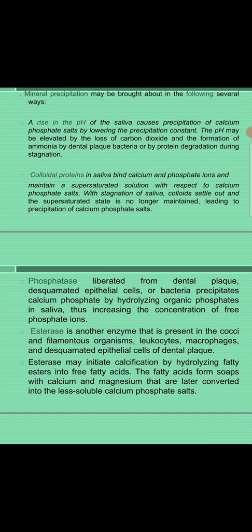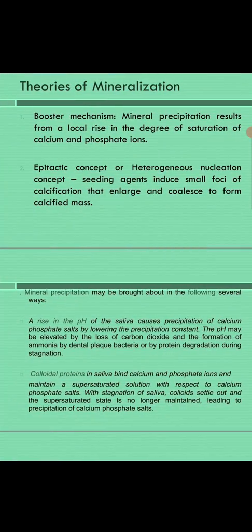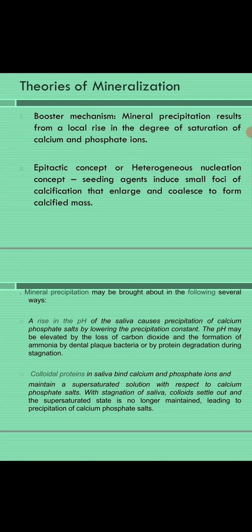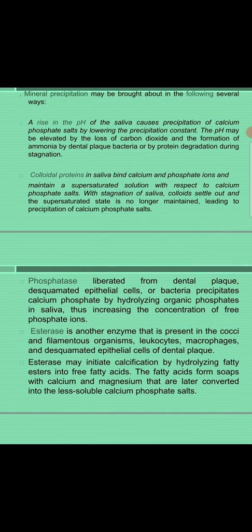Mineral precipitation may be brought about in several ways. The first is the rise in the pH of the saliva, which causes precipitation of calcium phosphate salt by lowering the precipitation constant. The pH may be elevated due to loss of carbon dioxide and the formation of ammonia by dental plaque bacteria or by protein degradation during stagnation. This is the first method, which explains the booster mechanism of mineral precipitation.